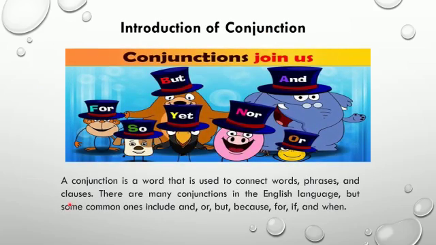Introduction of conjunction. A conjunction is a word that is used to connect words, phrases, and clauses. There are many conjunctions in the English language, but some common ones include and, or, but, because, for, if, and when.